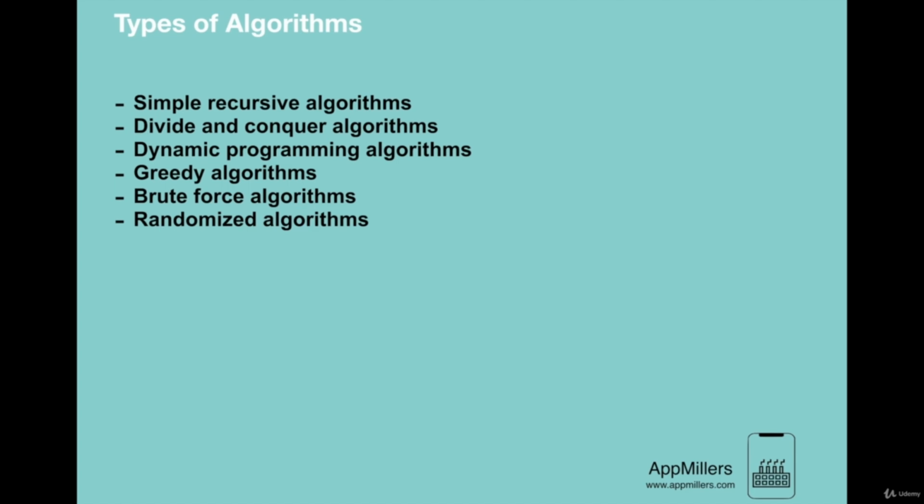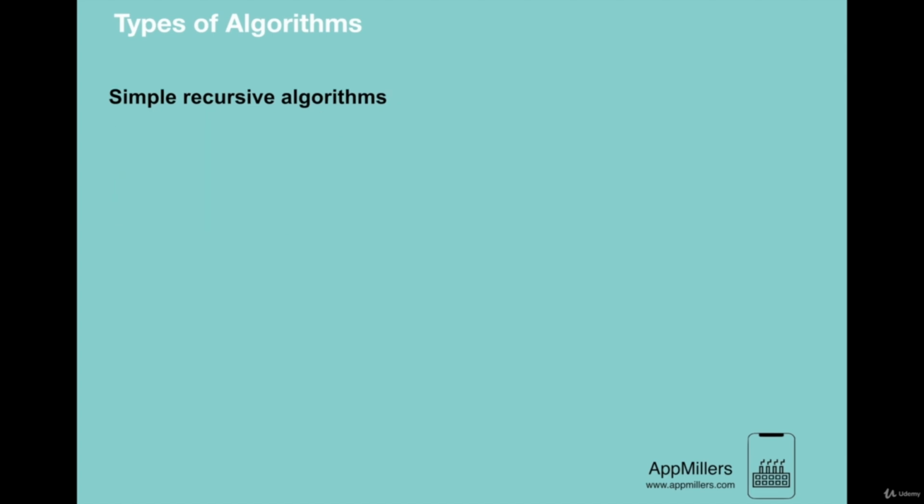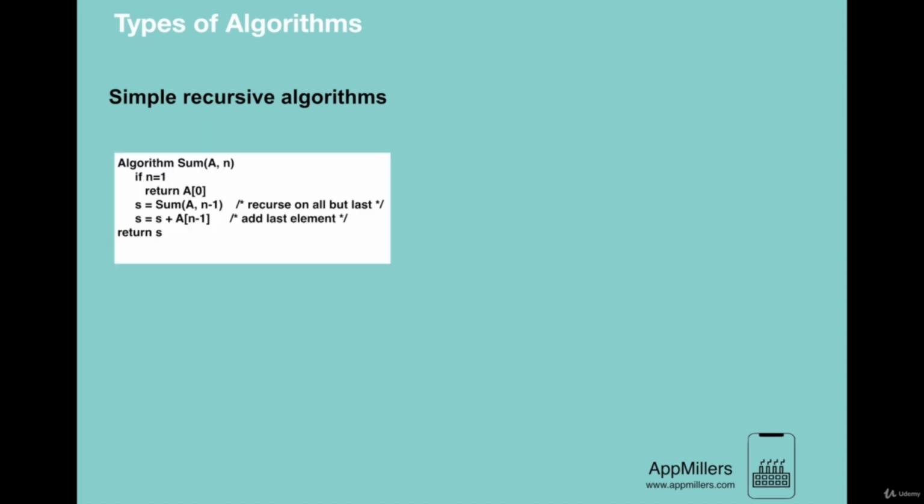The first type is simple recursive algorithms. Such algorithms work in the same way as iterative algorithms. The recursion acts as a loop. If you hear the term recursion for the first time, you can think of it as an algorithm that calls itself recursively. I will explain it in detail in the recursion section.